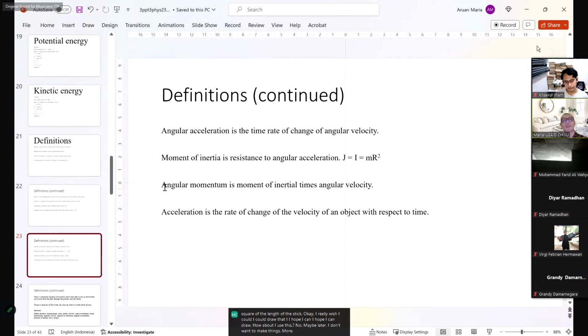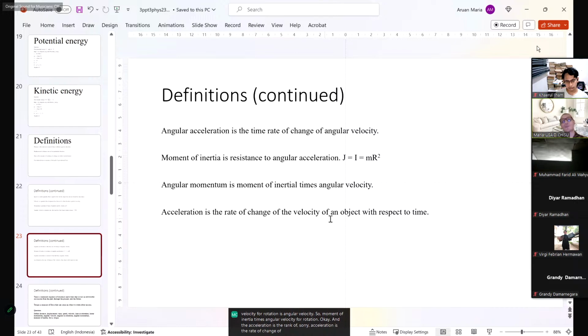Okay. Next, angular momentum is moment of inertia times angular velocity. Just like linear momentum is mass times linear velocity. Same thing here. The mass for rotation is moment of inertia, and velocity for rotation is angular velocity. So moment of inertia times angular velocity for rotation.